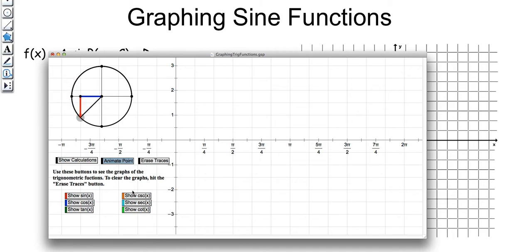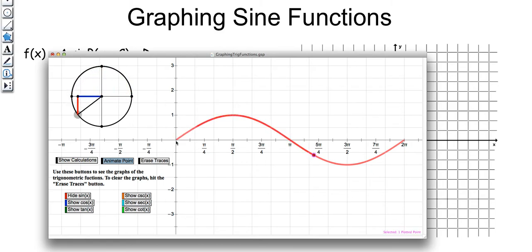And if we start to plot the lengths of that red segment as it goes around on a traditional coordinate plane, we're going to start to see a wave become formed, where that wave is representing the y value at any radian measure.